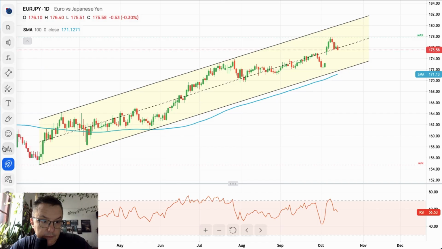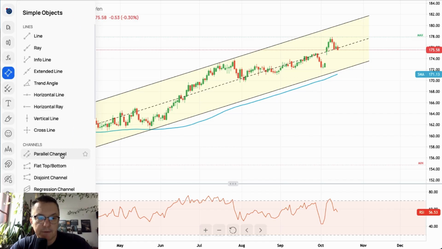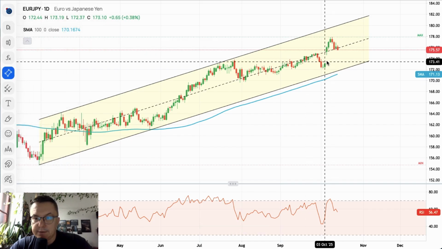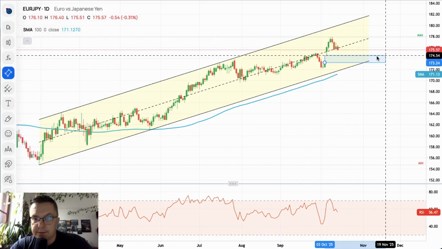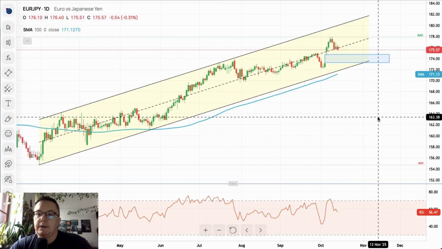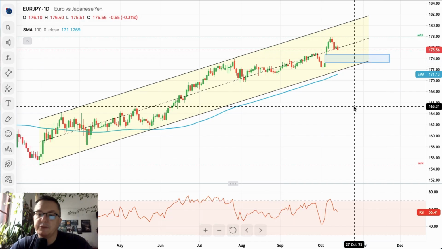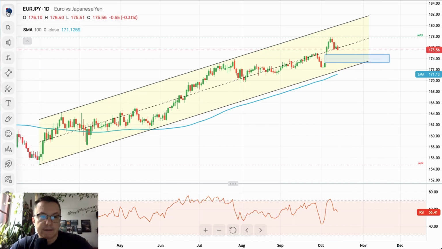Nevertheless, we still need to fill the gap. Gap is here. And there is still a possibility for this gap to be filled, and the market has the tendency to do it. Let's see how long it will take. Roughly around 174.71, 173.24. So that's a nice gap to be filled.